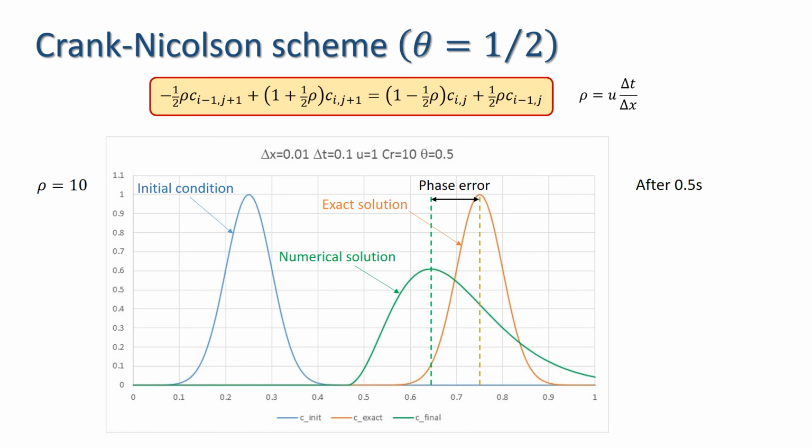In this last example, we can see the results obtained when the Courant number is 10. The phase error has increased in this case, but interestingly the peak is not much different to that obtained with a Courant number of 4.